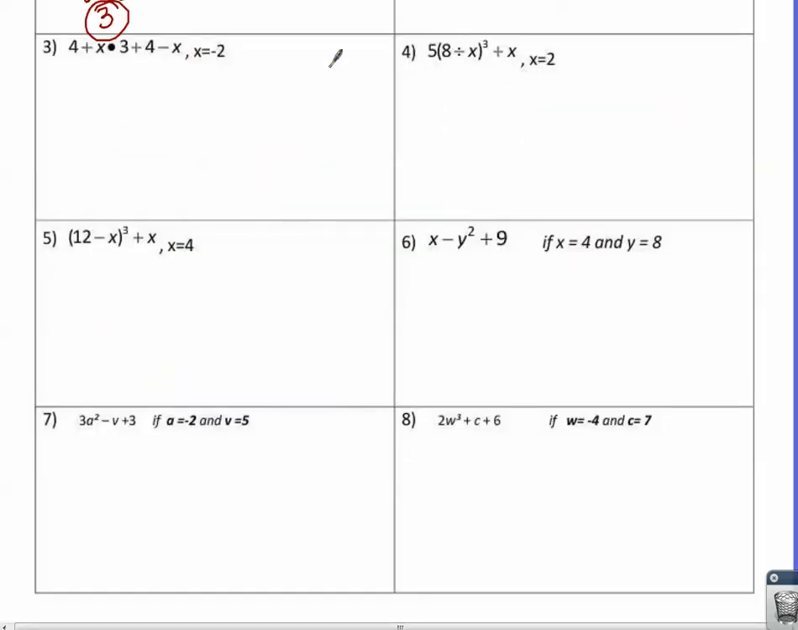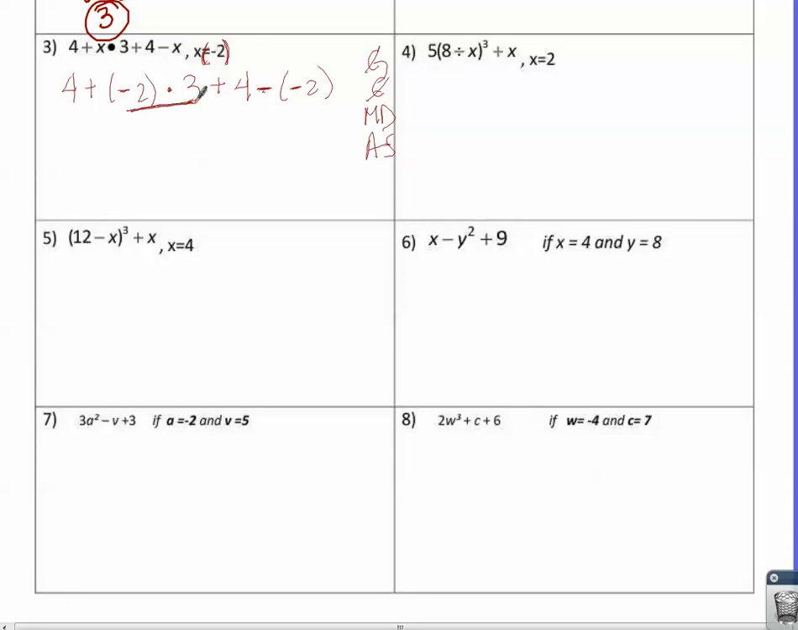Let's look at the next problem. This time your x is -2. Again, put parentheses around your -2. So you have 4 plus -2 times 3 plus 4 minus -2. You have no groupings. You have no exponents. So you want to multiply or divide from left to right.